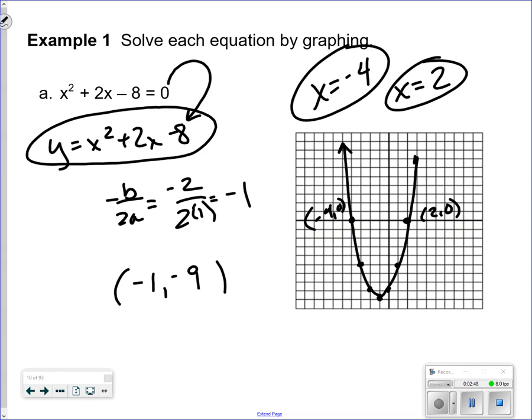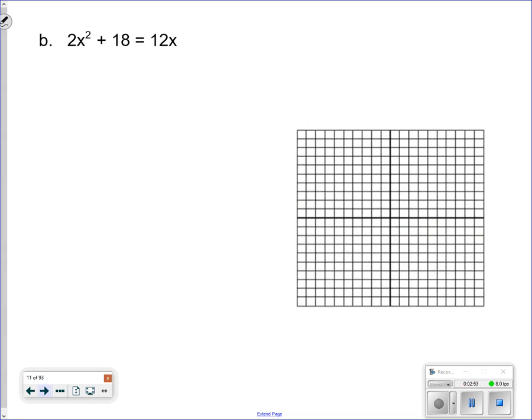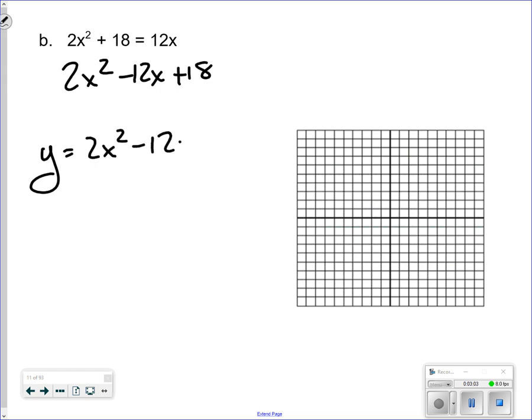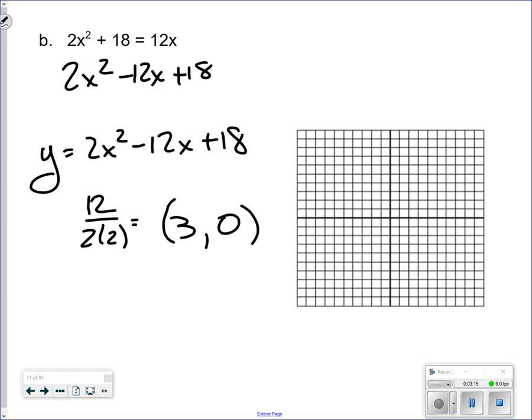So next one, I need to first make this equal 0, so that I can turn this into a y equals equation. Negative b over 2a, so I end up getting 3. Plug 3 back in, I end up getting 0. So 3, 0 is the vertex.